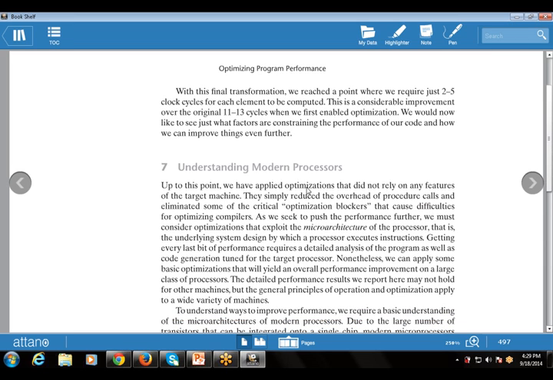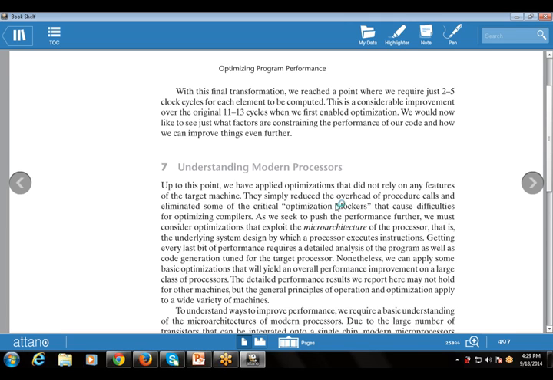Up to this point, we have applied optimizations that did not rely on any features of the target machine. They simply reduce the overhead of procedure calls and eliminate the optimization blockers that cause difficulties for the optimizing compiler. So this paragraph says, till now we have discussed optimization techniques for procedures, for memory, for compilers. Now it's time to work on the modern processor, so that the CPU will execute and perform the task.